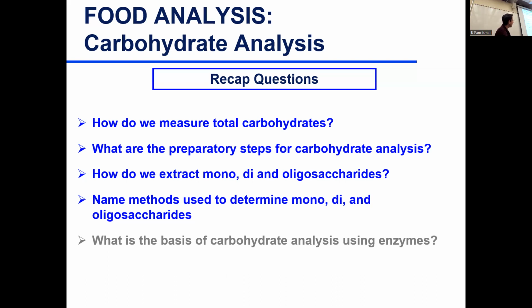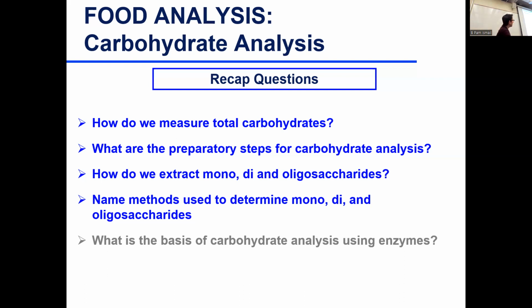So how do we extract mono, di, and oligosaccharides? What are they soluble in that the proteins and starches are not soluble in? Do you remember? Go ahead, Sarah. Hot 80% ethanol. Yes. 80% ethanol with heat will allow these mono, di, and oligosaccharides to solubilize, whereas large molecular weight polysaccharides and proteins will precipitate.